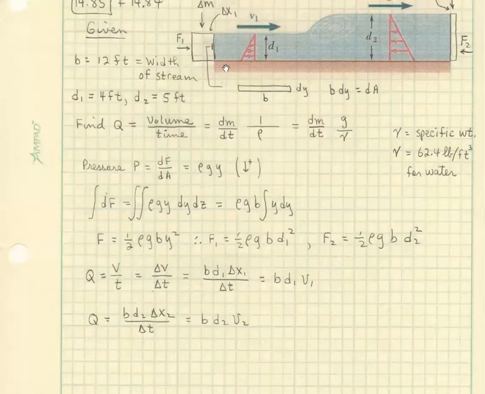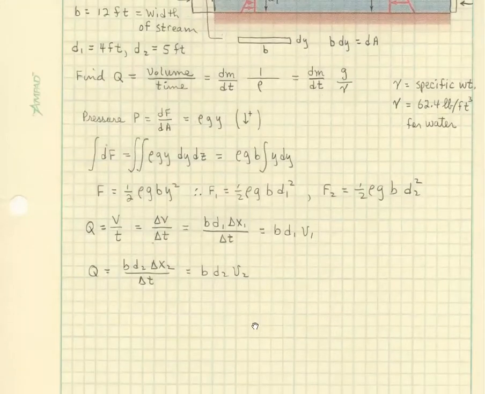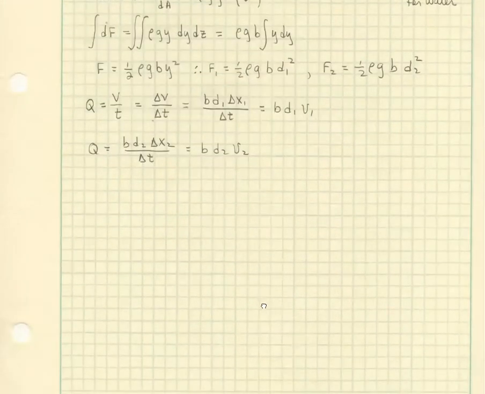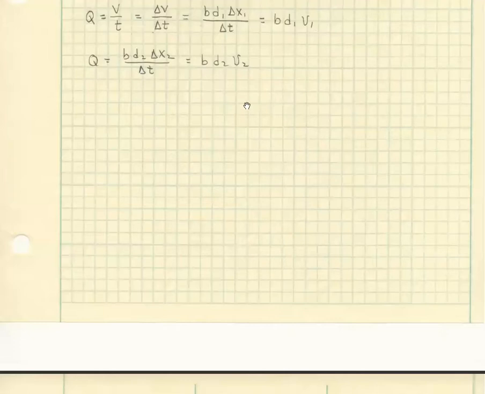And a delta V of volume right here would be the area that you're seeing right here, which is a delta X1 times D1, and then you've got a depth of B. So it would be B D1 delta X1 divided by delta T. But delta X1 over delta T is V1. And similarly, for the other side, in terms of V2, you get B D2 times V2. And this is information you're going to need to work the rest of this problem.